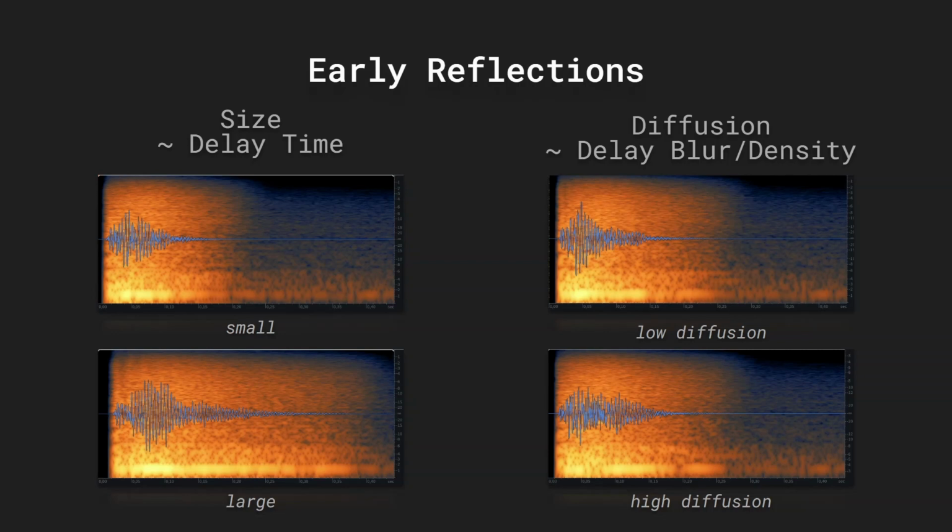Then the second important parameter is diffusion. It's a kind of delay blur or density which makes the early reflections more or less like delays. If you listen to something like low diffusion, you'll be able to actually hear the individual delay taps of the reverb. You can hear how it's kind of grainy, and if you listen to high diffusion, it gets more spread out over time, as you can see here, and it also sounds smoother. Low diffusion again. High diffusion is more blurred out over time.